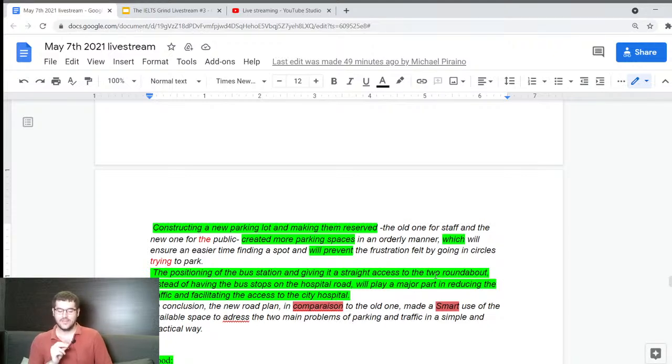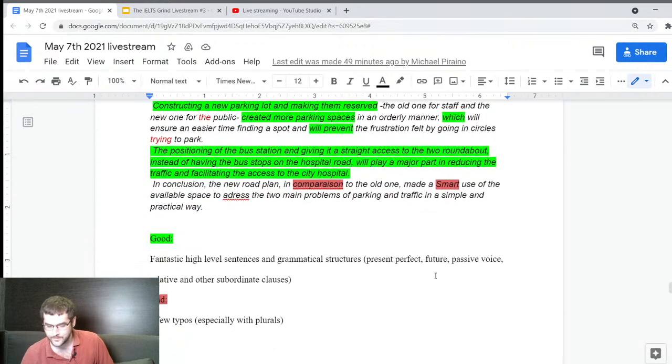And finally, the positioning of the bus station and giving it a straight access to the two roundabouts instead of having the bus stops on the hospital road will play a major part in reducing the traffic and facilitating the access to the city hospital. I don't know if this is a run-on sentence, but it's a fancy sentence, and I don't see any specific grammar problems with it. This is an example of a super high-level sentence that you probably don't need to get the score that you need for your 6.5, but still really good to use. This is showing off his grammar muscles. If you can do this, show that you can do this.